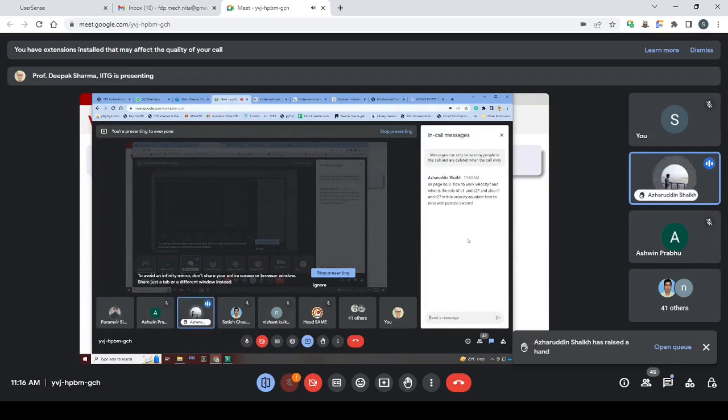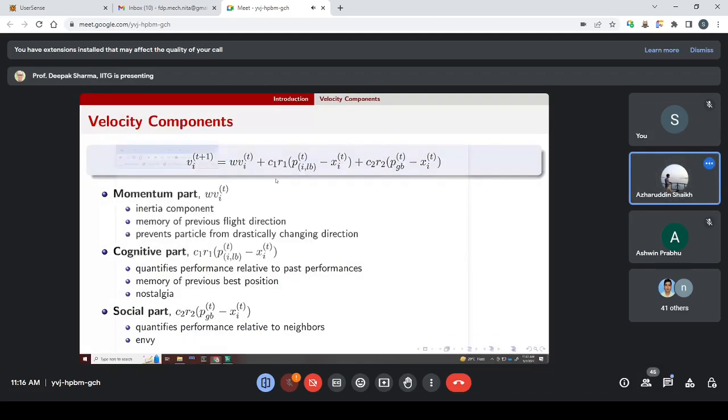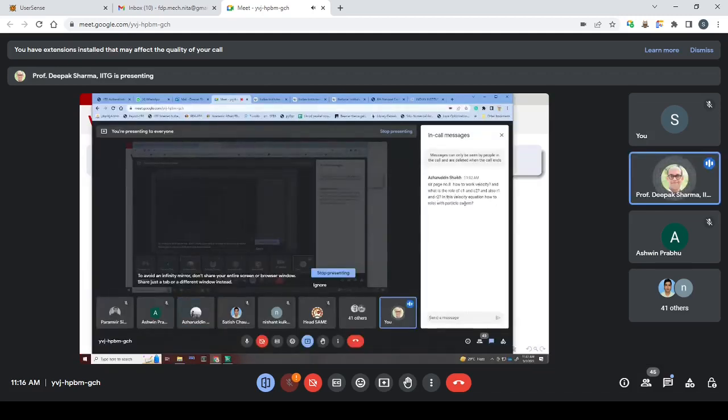Sir, I have one more question. In the velocity equation, how to relate the particle swarm? Can you repeat your question? Oh, the last question is left. In this velocity equation, how to relate with the particle swarm?